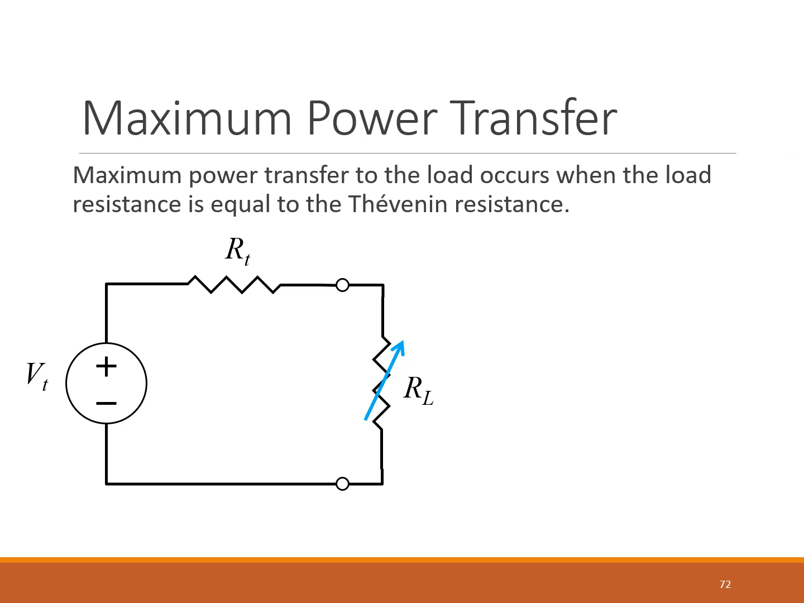I want to briefly talk about a topic related to Thevenin equivalence, and that is maximum power transfer. So in the circuit here, I've got a Thevenin equivalent V sub t and R sub t, and now between the load terminals, I've connected this resistance R_L, a load resistance, with this diagonal blue line across it.